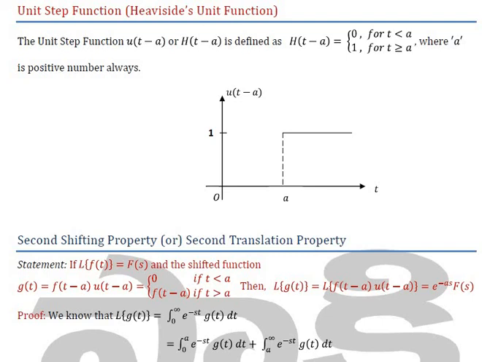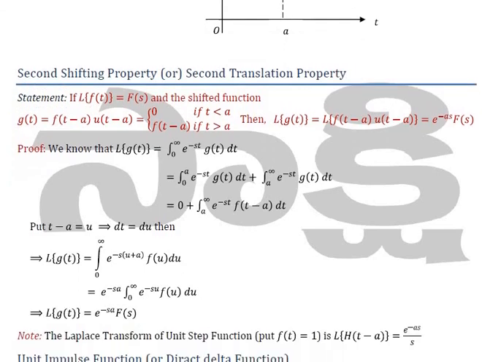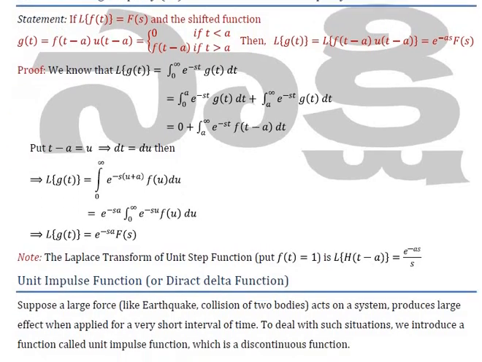Second shifting property, or second translation property. What is that actually? If L of f(t) is F(s) and the shifted function g(t) equals f(t minus a) u(t minus a), which can be expressed as 0 if t is less than a and f(t minus a) if t is greater than a, then L of g(t) equals L of f(t minus a) u(t minus a), which is nothing but e to the power minus as times F(s). The proof is not necessary for this. This is simply the second shifting property.